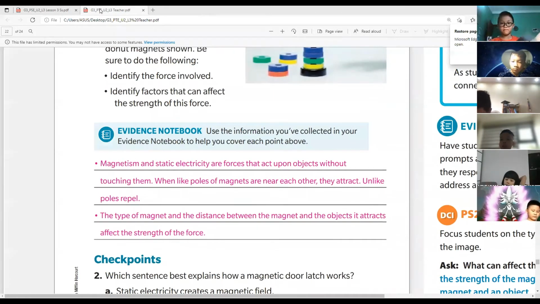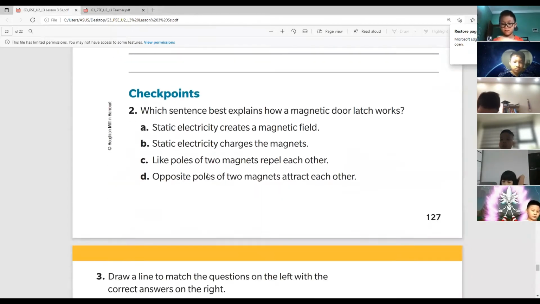Okay, let's go over number 2. Who can read number 2 for us? Let's have Scart. Scart, can you read number 2 for us? Which sentence best explains how a magnetic door latch works? And Scart, did you know what a magnetic door latch was? No. Okay.